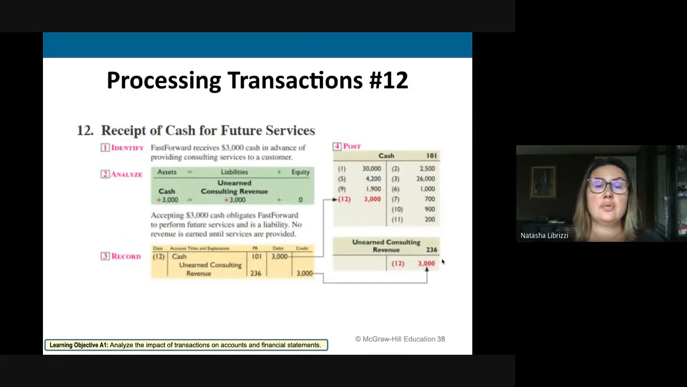Receive of cash for future services. So this is something I mentioned in video 1. When we receive money for something that we have not provided yet, we cannot recognize revenue. By definition, we recognize revenue when it's occurred.